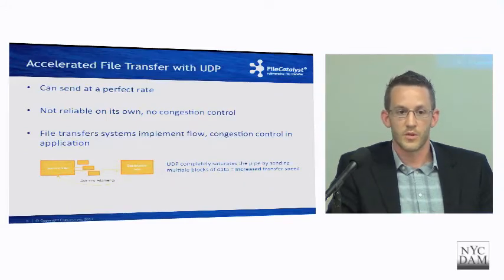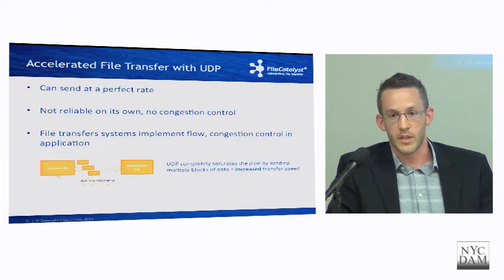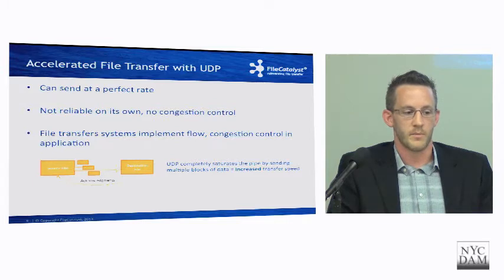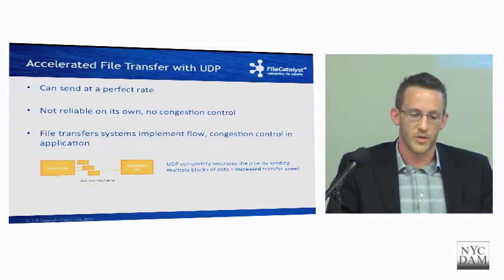So enter UDP. UDP has been around as long as TCP has. It was meant to sort of remove all that congestion and flow control. It gives you a raw protocol that you can use for video streaming, other applications, gaming, but it has no reliability built in. It has no flow control built in. It has no congestion control built in. Packets can arrive out of order or missing. But one thing it does have that's very nice is the ability to send at a perfect stream as fast as you want, unthrottled, which is actually what you want when you're trying to saturate a link.